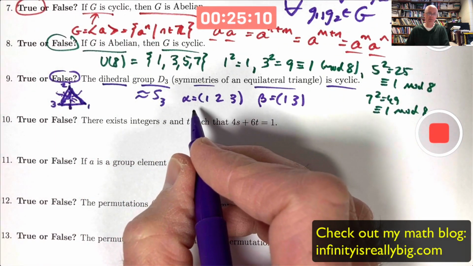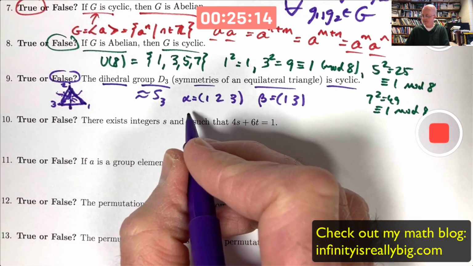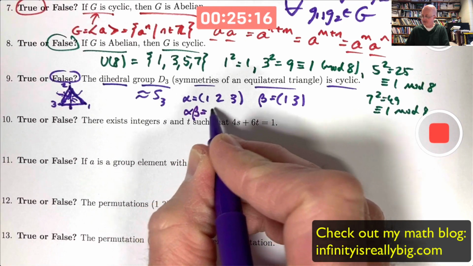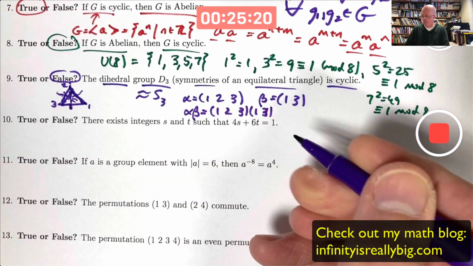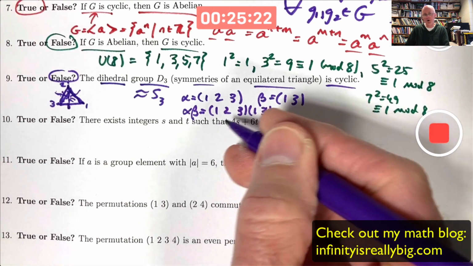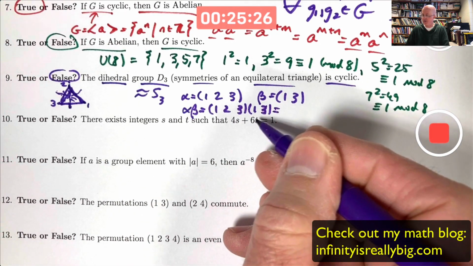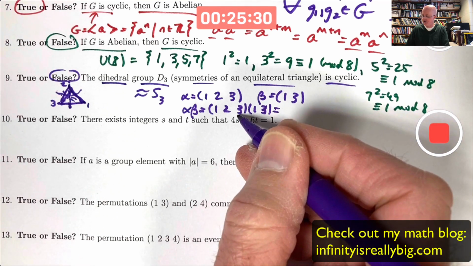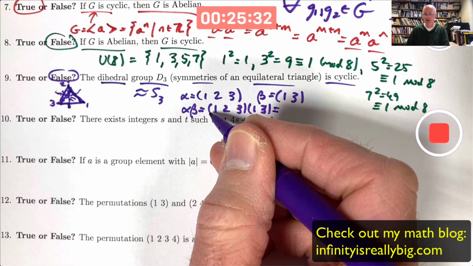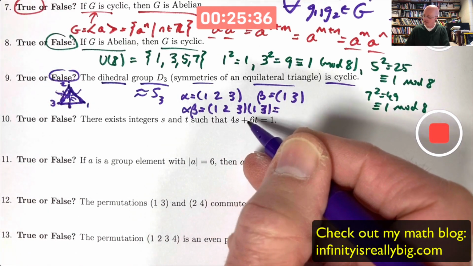I claim alpha times beta, or alpha compose beta, is not equal to beta compose alpha. Alpha compose beta, think about function composition here. You've got to work from right to left as you compose these functions. What does that do? Well, when you apply this function, 1 gets mapped to 3, but then when you apply this function, 3 gets mapped back to 1, ultimately meaning in the composition that 1 gets mapped to itself.